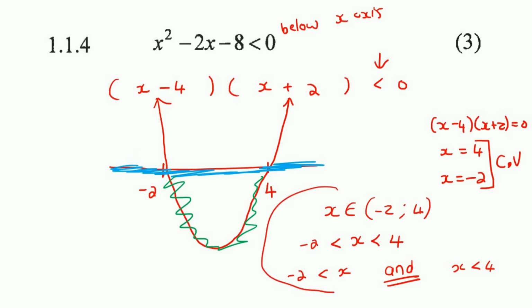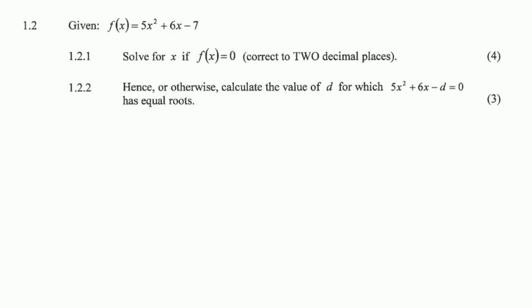Okay, so these are the 3 different ways that I've seen learners try to use, and all 3 of those are correct. Given f of x equals 5x squared plus 6x minus 7, solve for x to 2 decimal places. Guys, when they say solve it to 2 decimal places, you have to use the quadratic formula. Well, you don't have to, but it's a hint. You're not going to be able to factorize this using your grade 9 and 10 factorizing. You have to use the quadratic formula for that one.